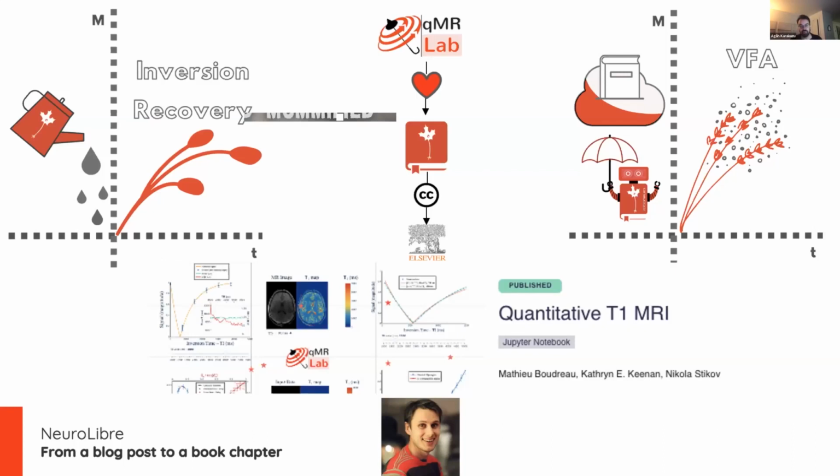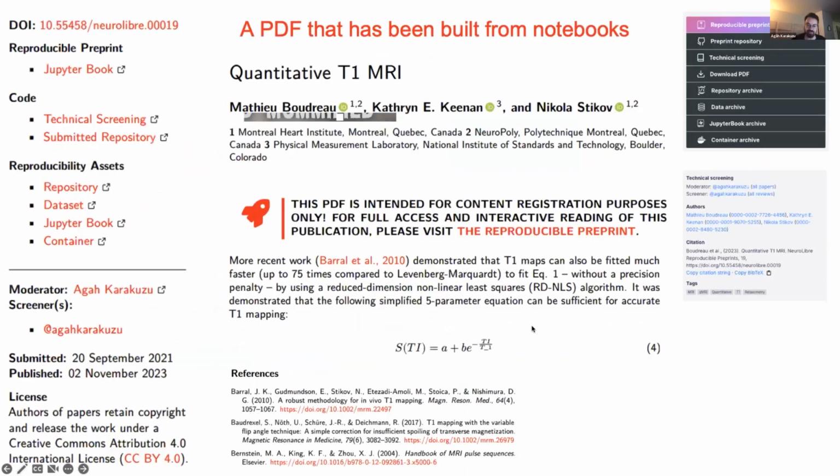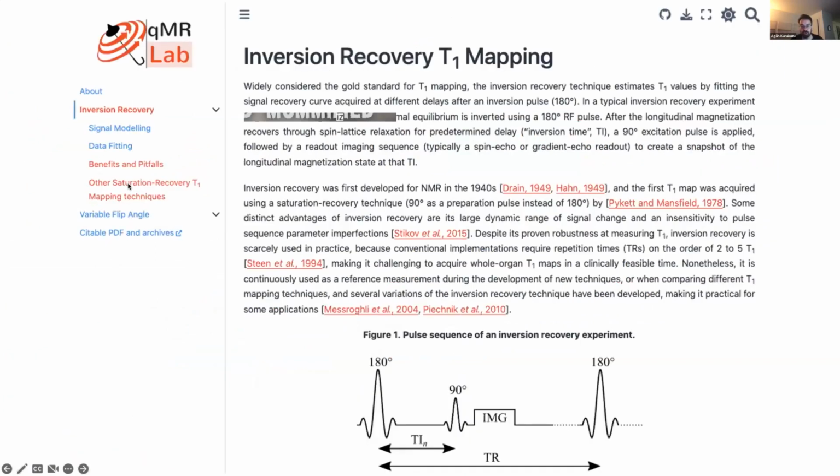So whatever you're going to see in the book is going to be exactly this, of course, missing all the cool features, such as the repository, dataset, a Jupyter book, a container.